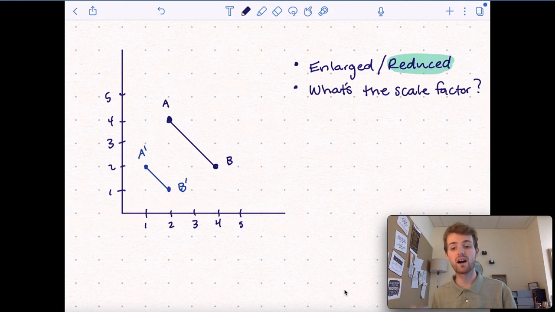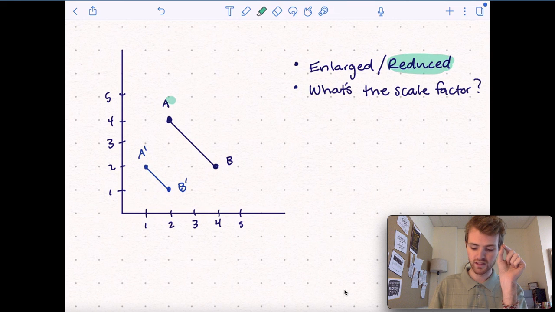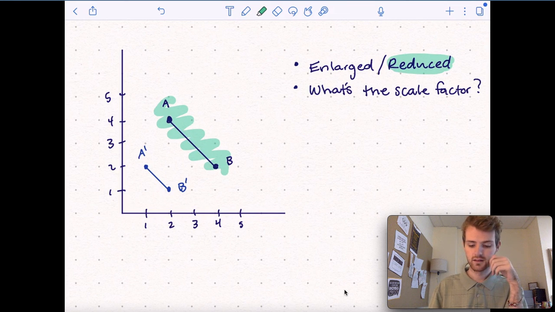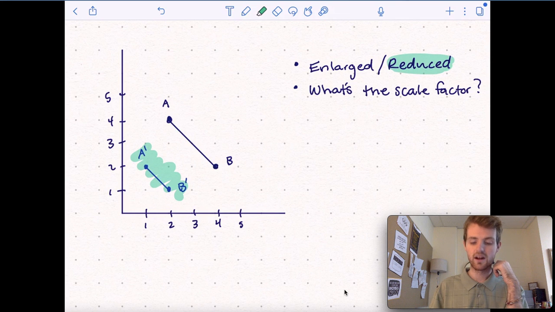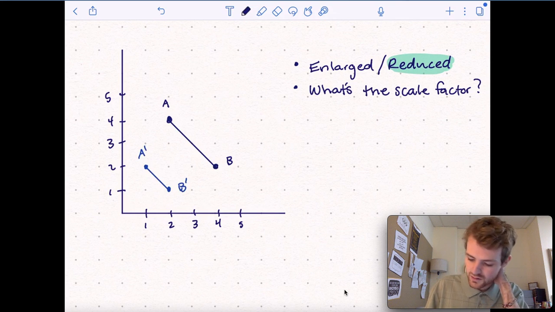Here's how we find the scale factor. Between the pre-image, so the pre-image would be this, and the image, you want to find those coordinates. So I'll go ahead and pick A. I'll go ahead and pick this point.